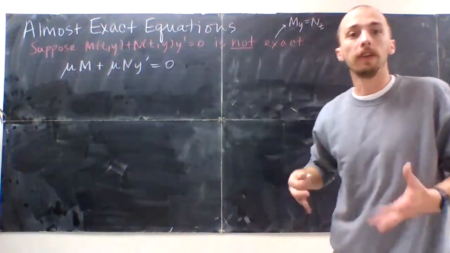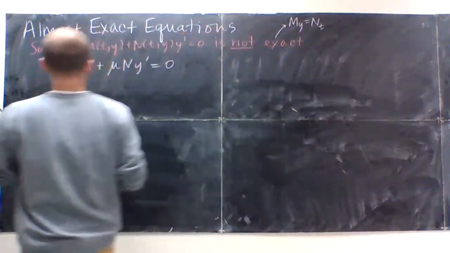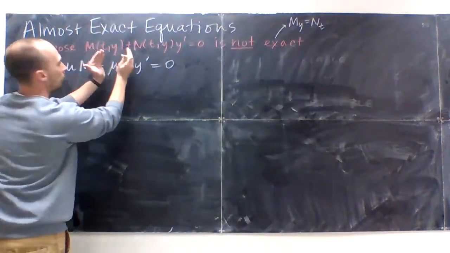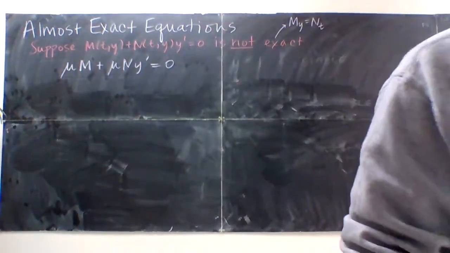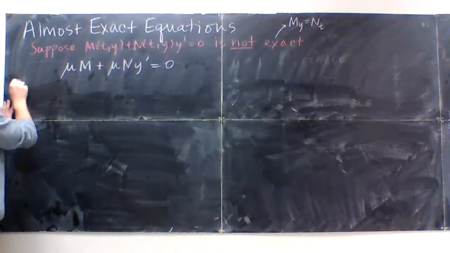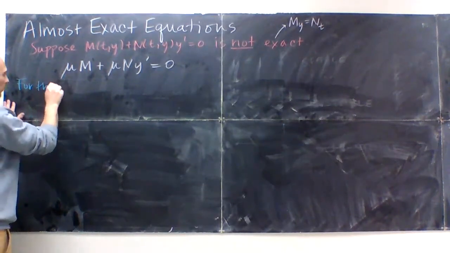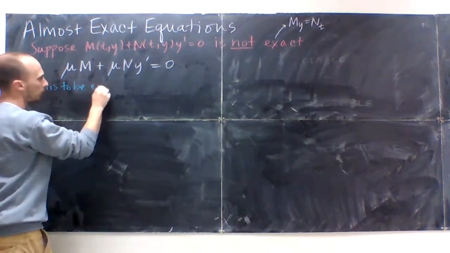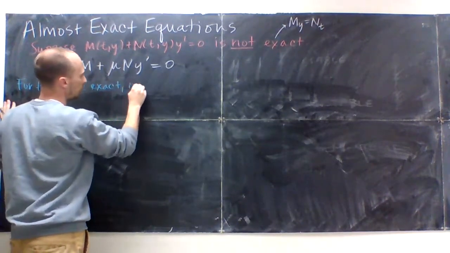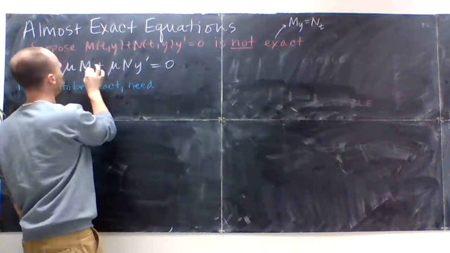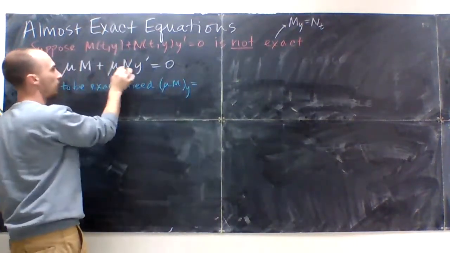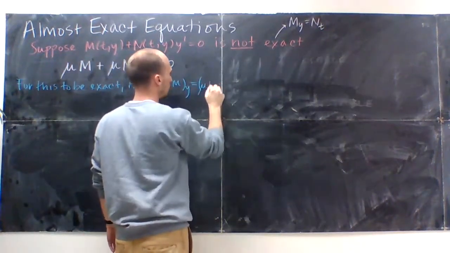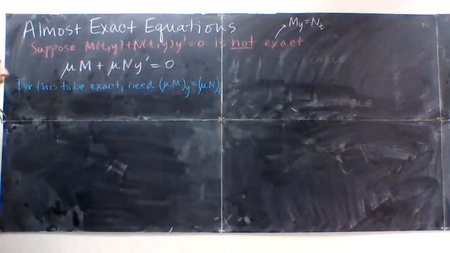Now, in order for this to be exact, I need the derivative of this with respect to y to be the same as the derivative of this with respect to t. Maybe that's so important, I'm going to switch up the color and use blue. So for this to be exact, I'm going to need the derivative of this with respect to y, (mu M)_y, to equal the derivative of that with respect to t, (mu N)_t. That's what I'm going to need.